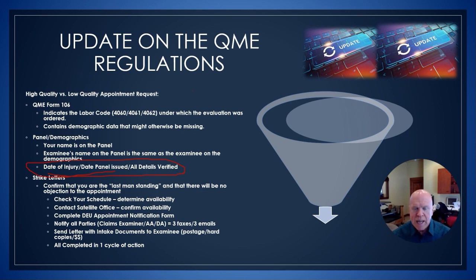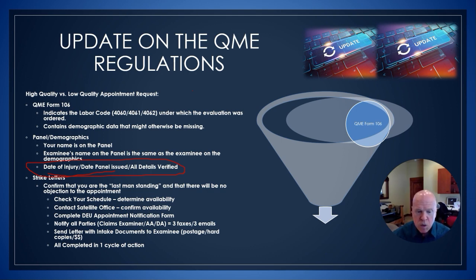So once you get all of this information, you're going to go through several sequences of events on your side of the telephone. You're going to check your schedule to determine your availability. You're going to contact your satellite office. If you use a satellite office for scheduling these appointments, you're going to determine their availability. You're going to now begin the administrative work of completing the appointment notification form. You're going to notify all parties: the claims administrator, the applicant attorney, the defense attorney. You're going to be sending out faxes and emails and paper copies of letters and notifications, all this administrative stuff.